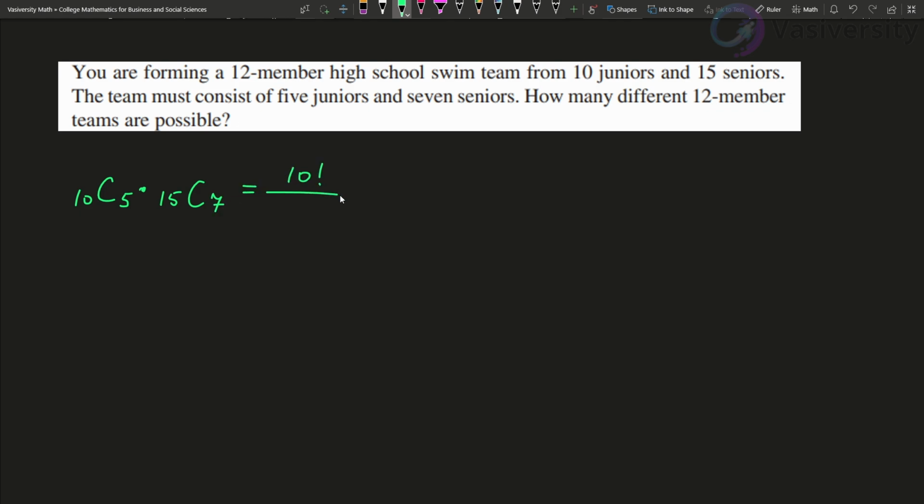So it's going to be 10 factorial over 5 factorial times 5 factorial, times 15 factorial over 8 factorial times 7 factorial. If you simplify and use a calculator here, you're going to get 252 times 6,435, which is equal to 1,621,620 different ways and combinations.